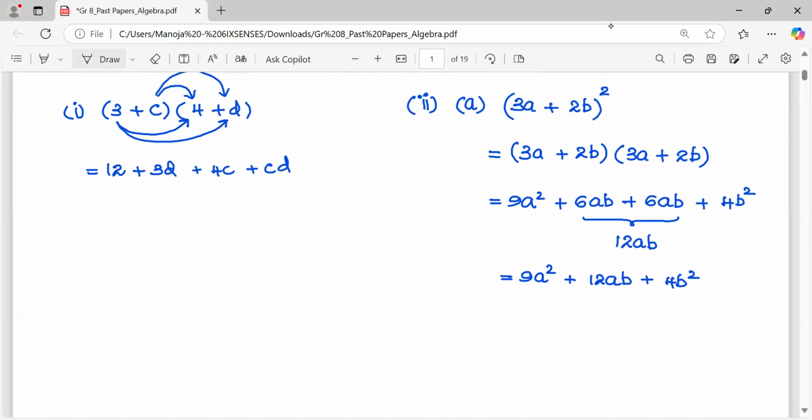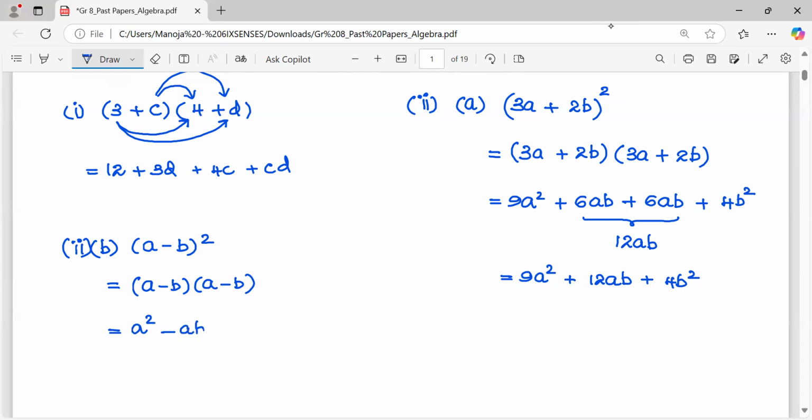In the same question, I have another subpart. So I write the question number. That is very important. Part b, there what I have is a minus b squared. How am I going to write it? a minus b, and then I have a minus b. Then I do it one by one. a times a, a squared. a times negative b, negative ab. Negative b times a, again negative ab. Negative b times negative b becomes positive b squared.